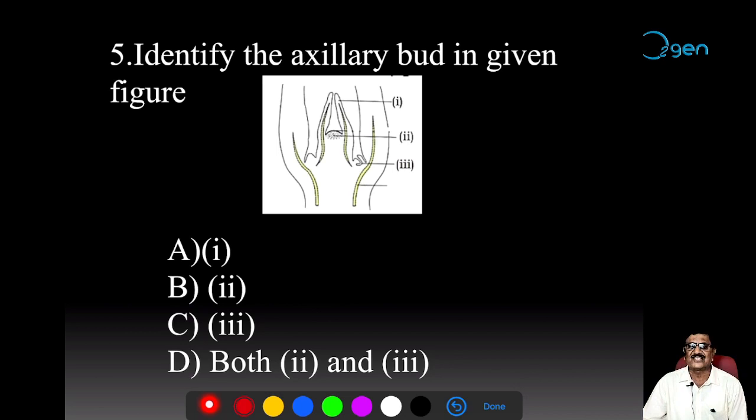C, the third label, is the axillary bud. That means, as in the earlier question, some of the meristematic tissue is left out while the apical bud grows, and that is the axillary bud. So option C is correct.